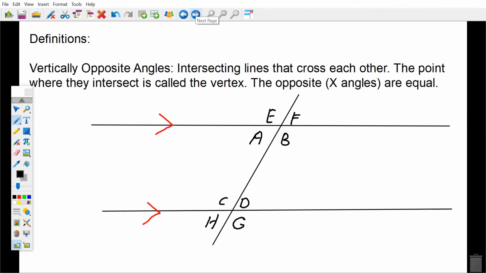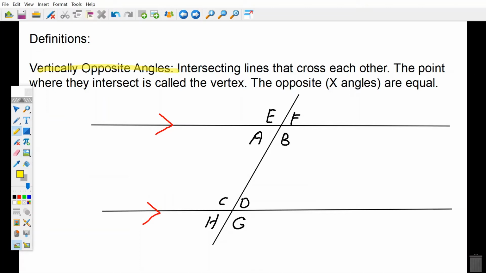We're going to start with three different and very important definitions. The first one is vertically opposite angles. Vertically opposite angles are formed by intersecting lines that cross each other. The point where they intersect is called the vertex. The opposite angles are equal.